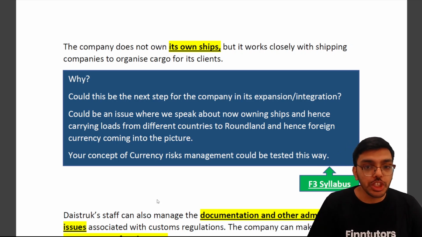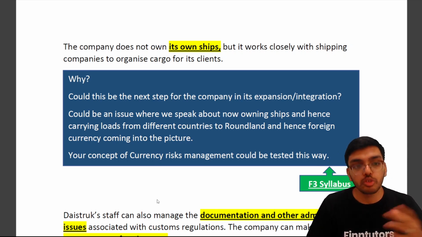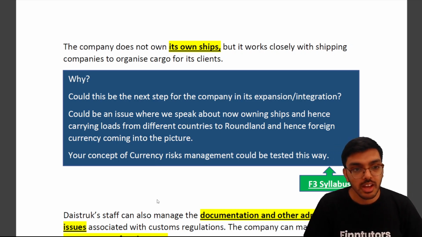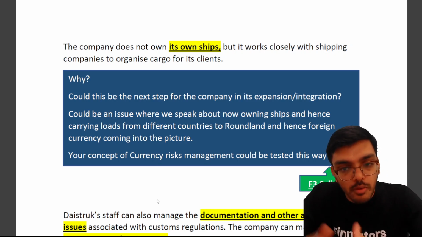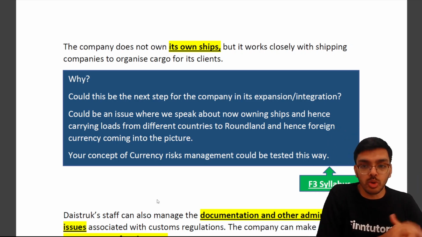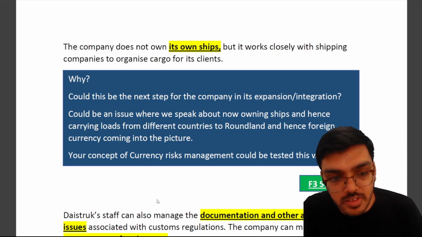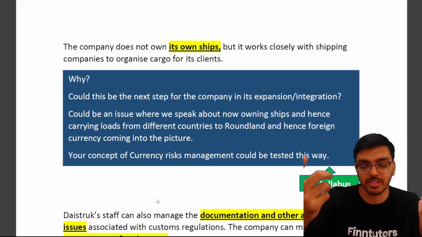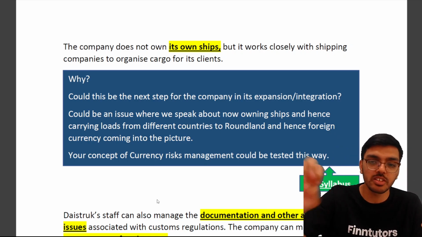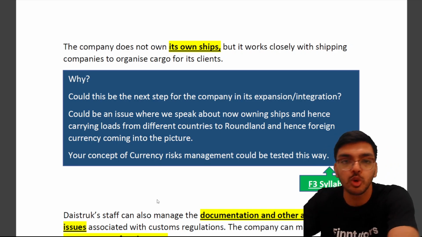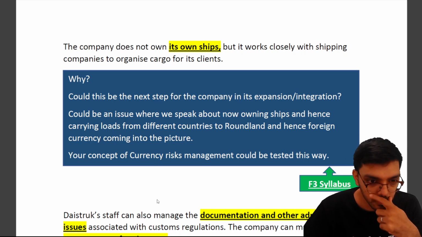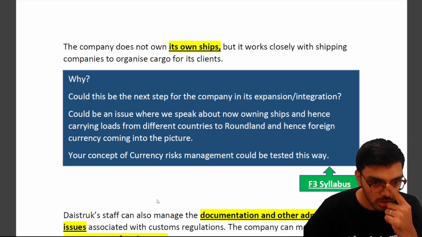So this could be an issue in the exam where we speak about now owning ships and hence carrying loads from different countries to Roundland, and hence foreign currency coming into the picture. Let's say a business in Northland contacts you, you have to transfer goods from Northland to Roundland. They'll pay you in N dollars. So foreign currency comes into the picture.